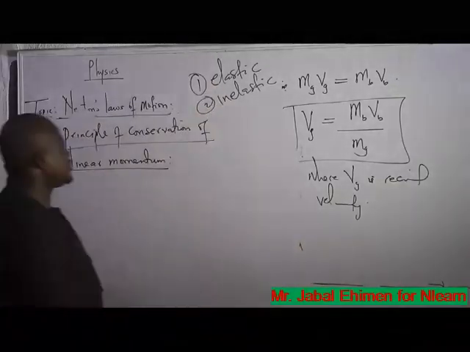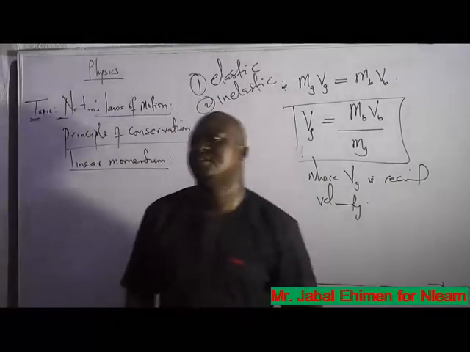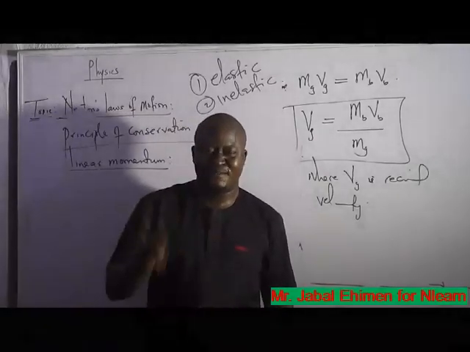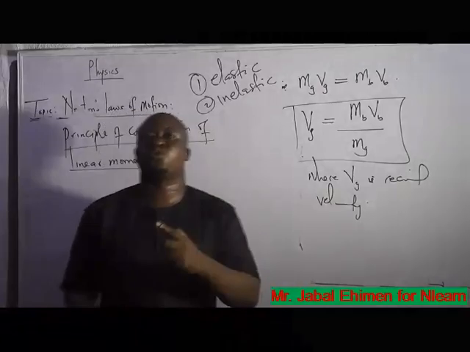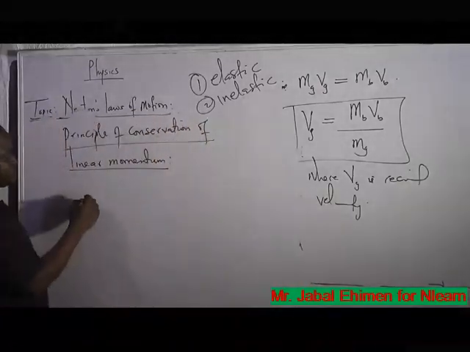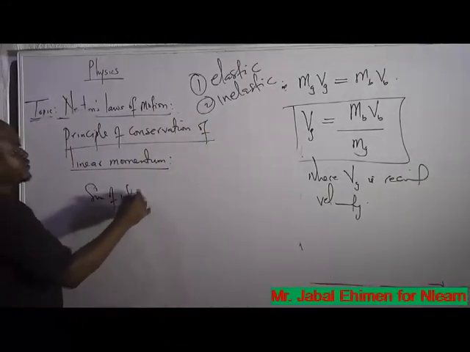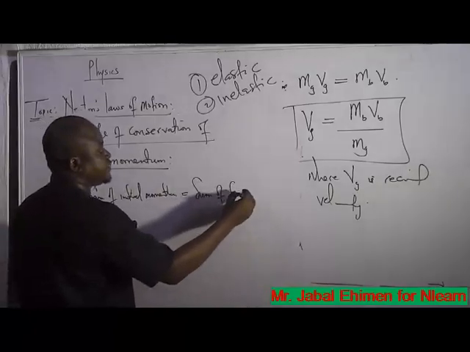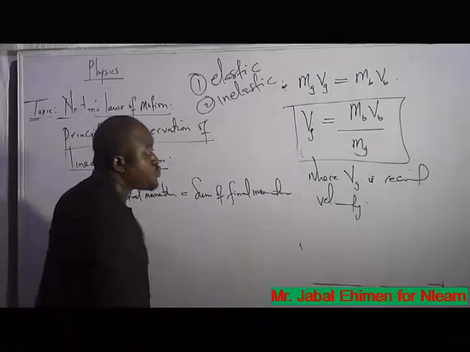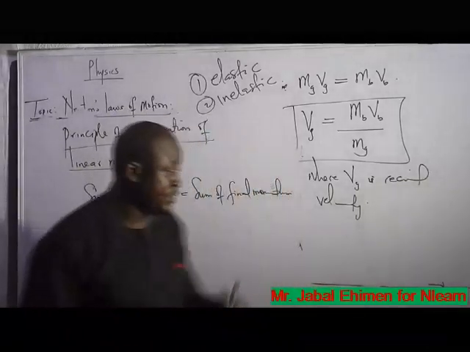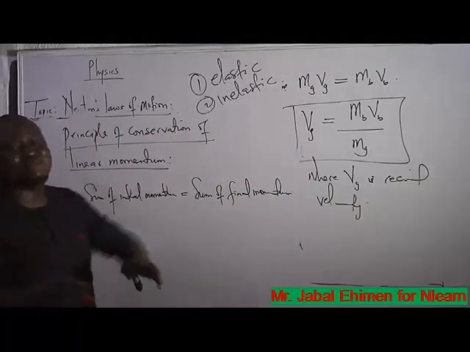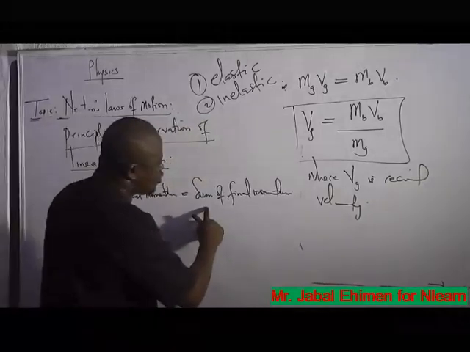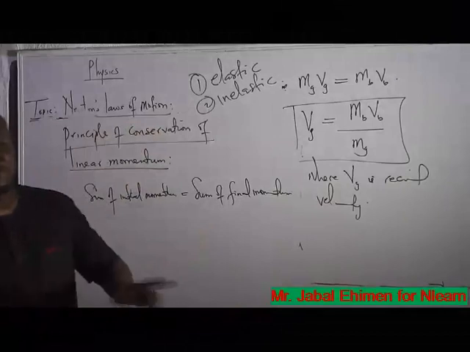Now, this principle of conservation of linear momentum is simple. It states that in a system of colliding bodies, the sum of the initial momentum must equal the sum of the final momentum, provided no external force is applied. Let's take it again. In a system of colliding bodies, whether the system is elastic or inelastic, it doesn't matter, the sum of the initial momentum must equal the sum of the final momentum, provided no external force is applied.